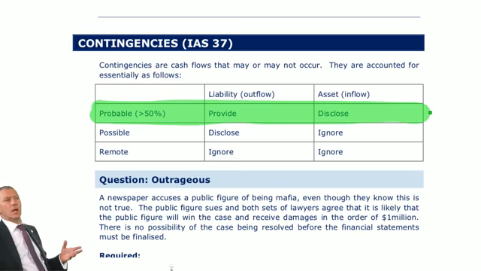Probable contingent liabilities, you provide for them. Probable contingent assets, you merely disclose. And that's it, really. That's the whole subject. Dead easy. You now know it.